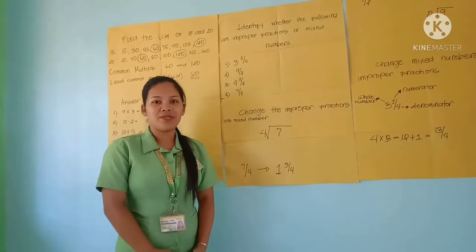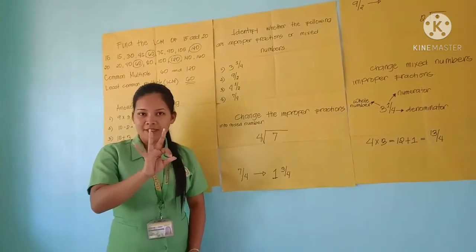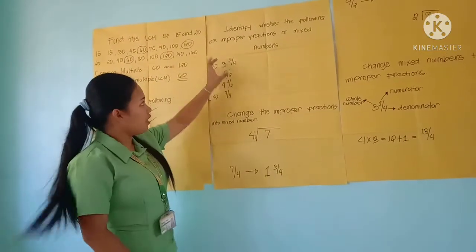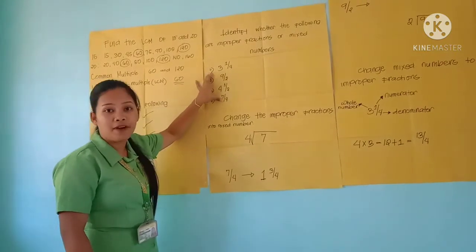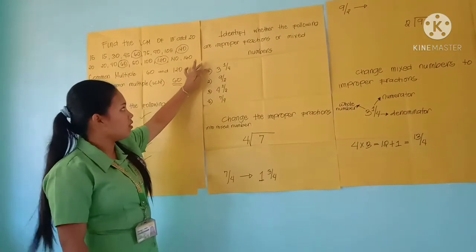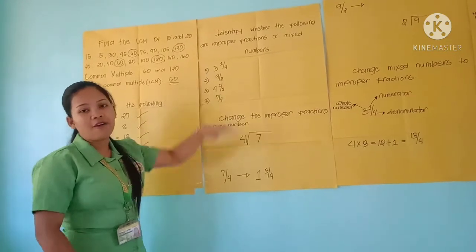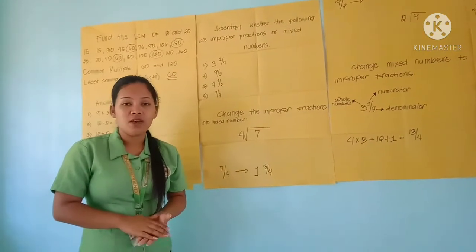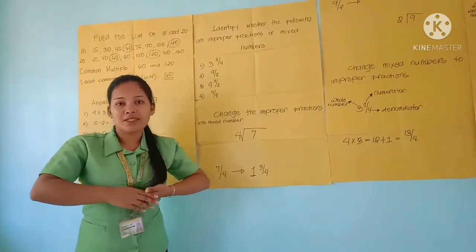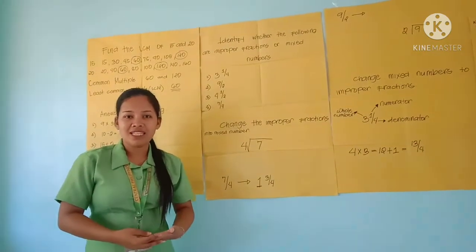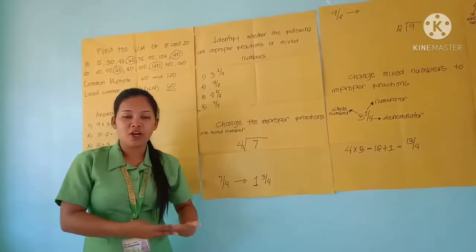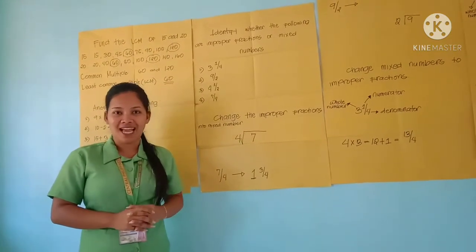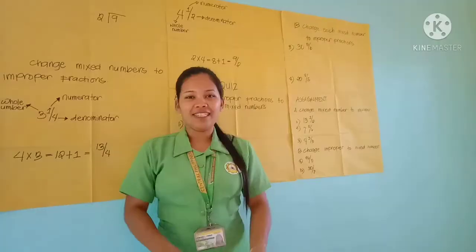Now, I want you to group yourselves into 3. Okay? After that, you are going to identify whether the following are improper fractions or mixed numbers. After that, you will choose the reporter because he or she will be the one to represent your group and explain why it is an improper fraction or a mixed number. I will just give you 10 minutes to finish this task. Your timer starts now. Time's up.